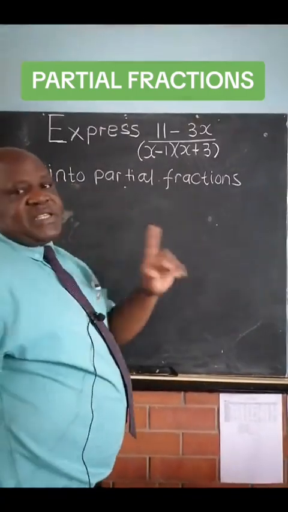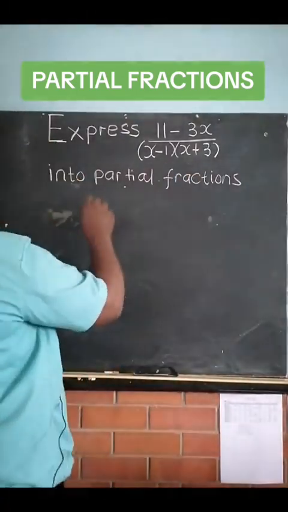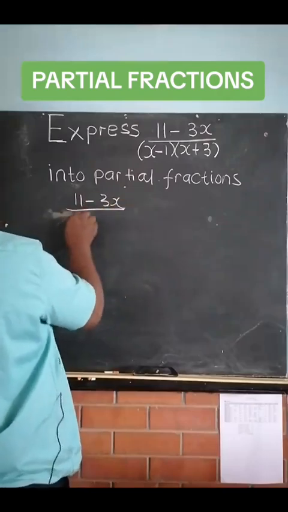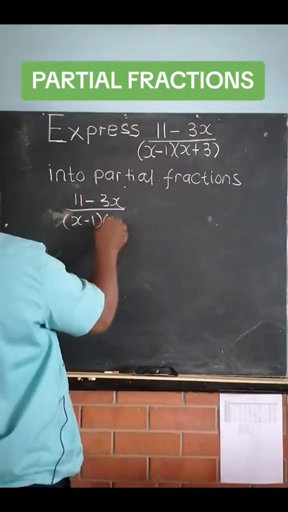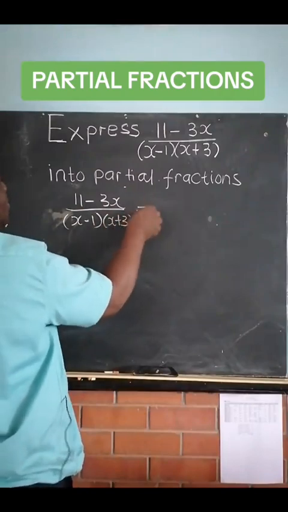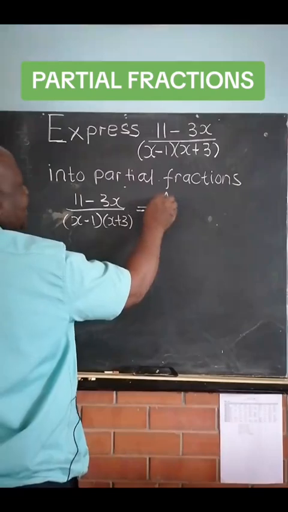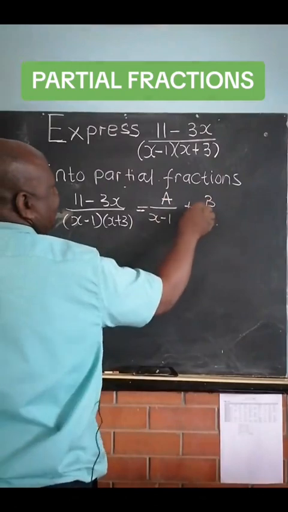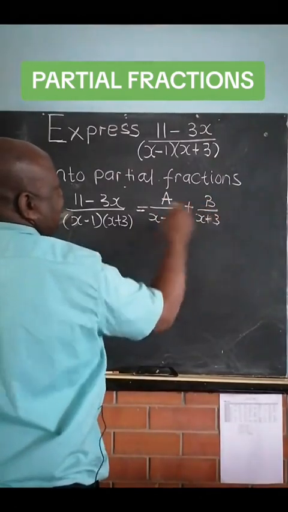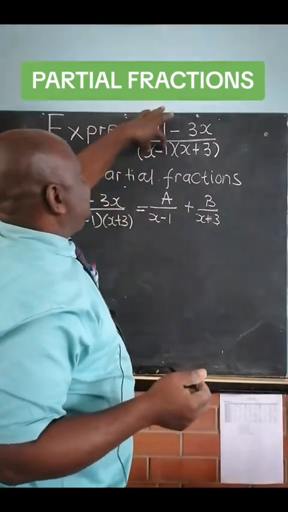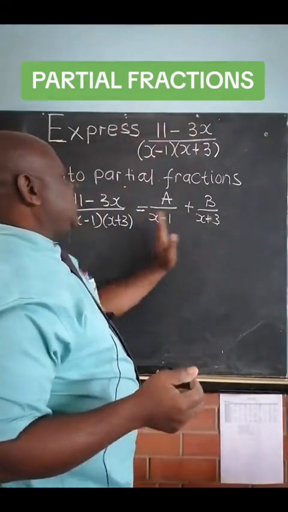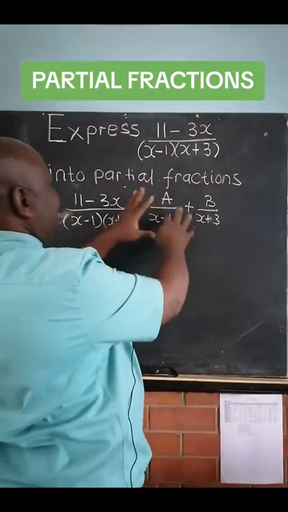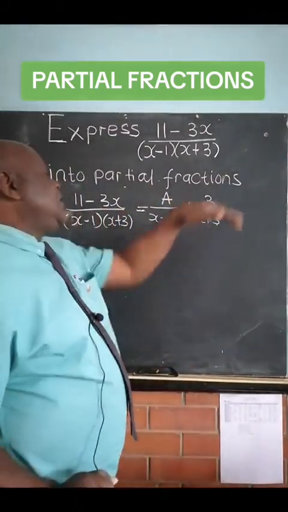So I'm going to suggest this method. Split this fraction, 11 minus 3x over (x minus 1)(x plus 3), into two fractions. One of them, let's call it A over x minus 1, plus B over x plus 3. So I'm going to use this factor and this one as two independent factors of the fraction that I want to split into.